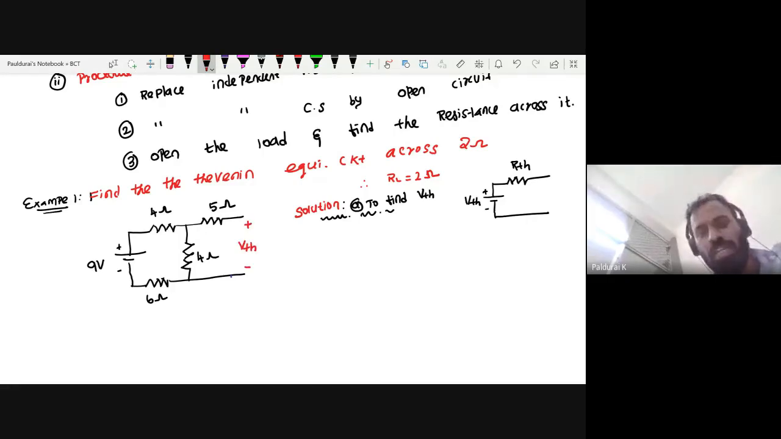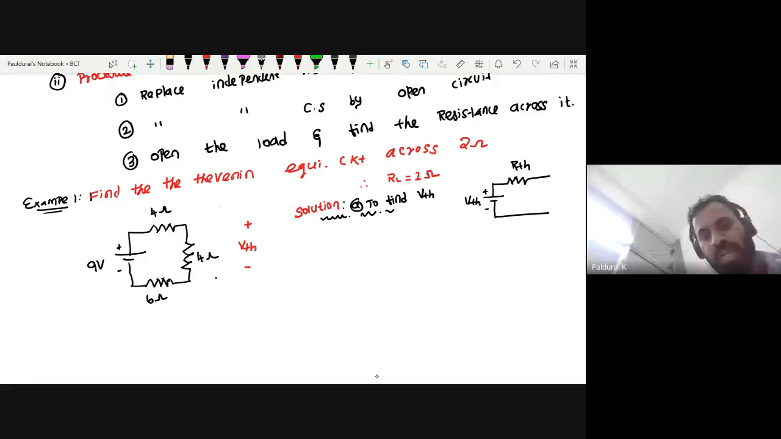Now listen to me carefully. Once it is opened, what is the current which is flowing through this 5 ohm? Anyone? Once I open the load, the current is 0. So 0 current means R equal to 0, so this is actually a short circuit. So can I remove this, since the current is 0? Okay. So here also this can be removed.